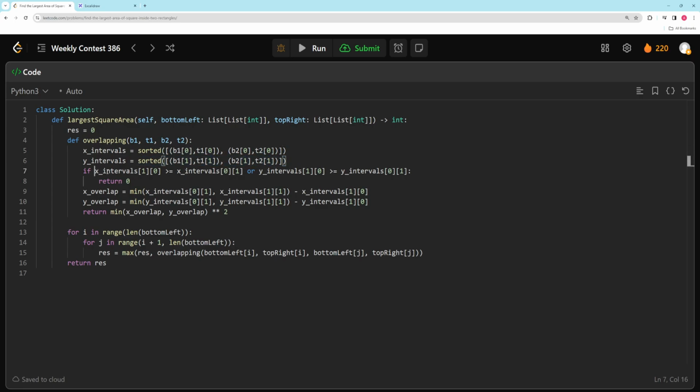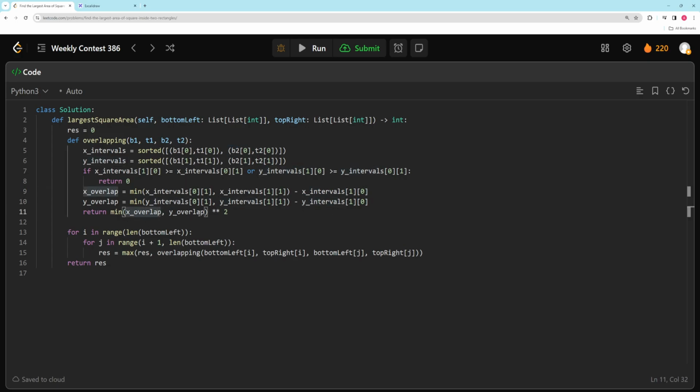Then I just check if there is no overlap, return. And there is no overlap, meaning if the start of the second interval is greater than the end of the first interval or equal to it. Same thing for this. If there's no overlap, just return. Otherwise, literally the formula that I said. So you take the minimum of the second value in the x intervals and the second value in the second interval for both of them, minus the start of the second interval. Same thing for the y.